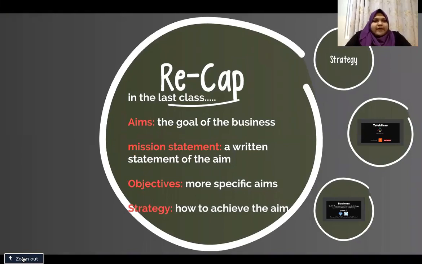Now let's have a recap from the last lesson. In the last class, we studied aim, mission statements, objectives, and an introduction to strategy. Aims refers to the overall goal of the business as a whole, and a mission statement is more of a written statement of the aim. Objectives are more focused and can be at departmental and functional level. Which brings us to strategy. Strategy is how we try to achieve the objectives.